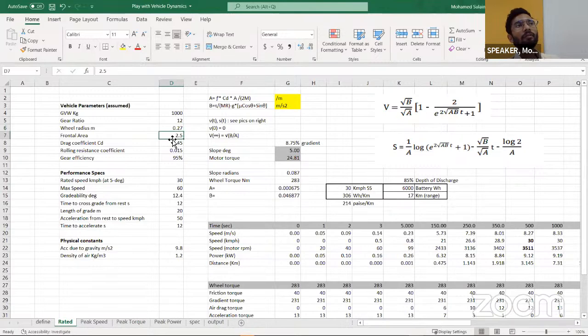And the frontal area of the auto is assumed. Its value is 2.5. The drag coefficient really depends upon the vehicle's geometry. The same applies to the rolling resistance coefficient. These are all found experimentally, and we are assuming that the gear efficiency at the max is 95%, because we are multiplying the torque.